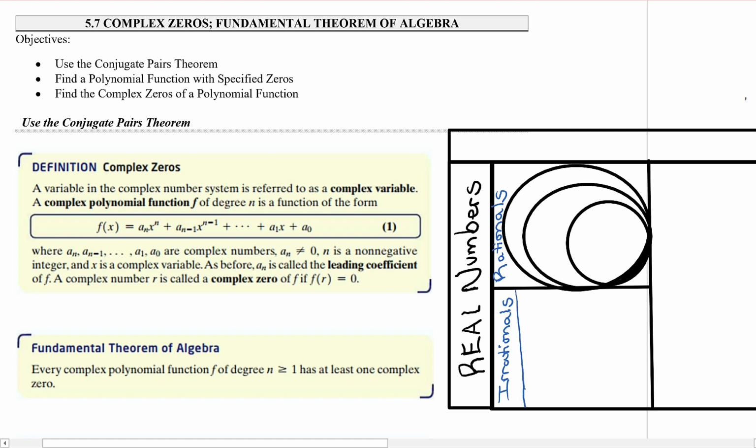Okay, so you might have noticed over here on the side, I started drawing a Venn diagram. Because now that we're using this word complex, I know some people are going to be wondering, well, what does that mean?